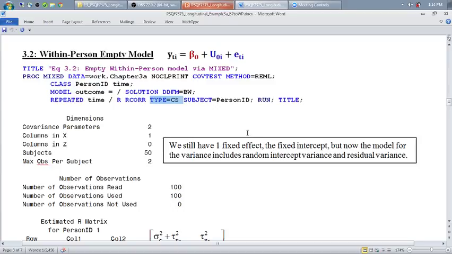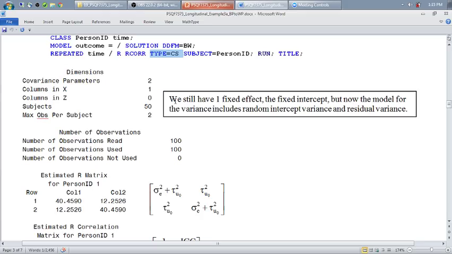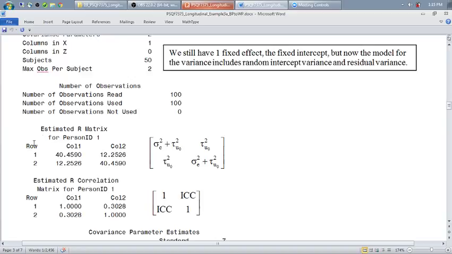Type is CS. Would anyone like to guess what that stands for? Compound symmetry. Very good. Yes, compound symmetry. That is a lovely stats term. Just rolls right off the tongue, doesn't it? But what that translates to in terms of what you've just told the model to build in it is an R matrix that has two things contributing to it.